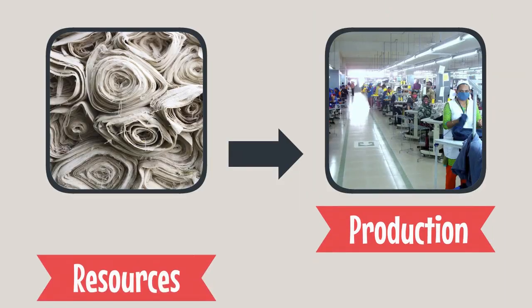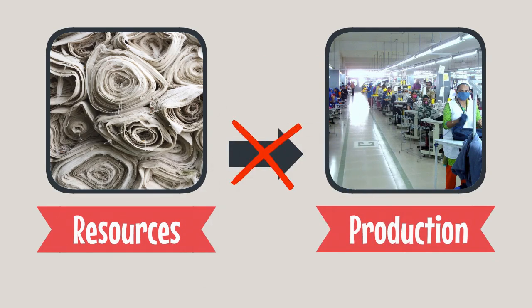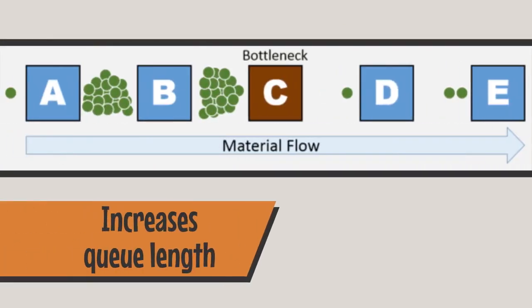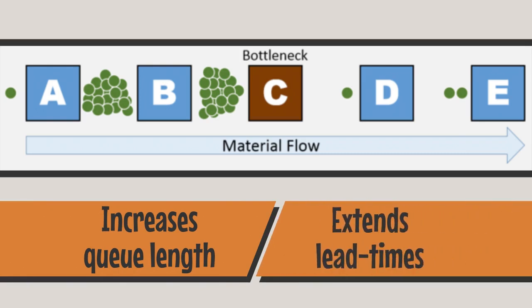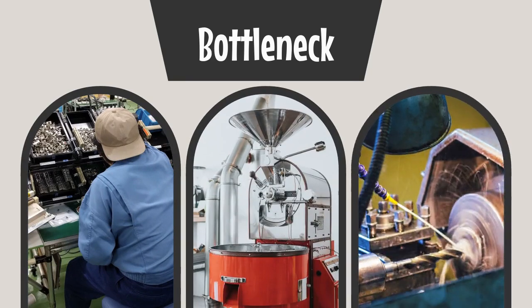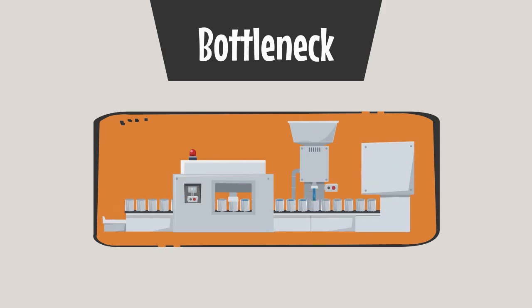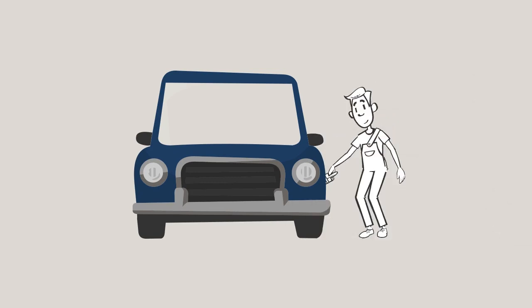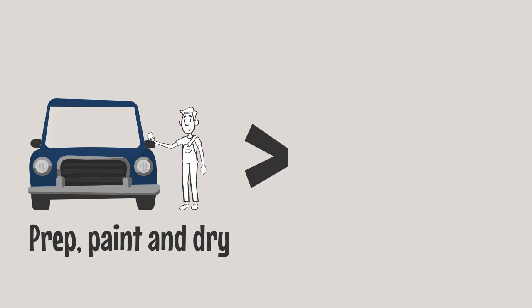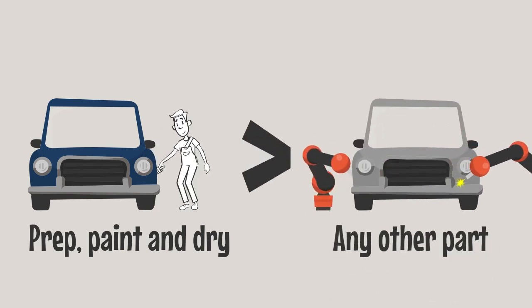Sometimes production starts and resources are not available, which creates havoc on the factory floor. One of the side effects of this is aggravating bottleneck operations, which increases the length of queues and extends lead times to unacceptable limits. A bottleneck can be a work center, a machine, or a tool, where the speed of the entire job is determined by the rate at which the job can move through the bottleneck operation. For example, painting is often a bottleneck operation because it takes longer to prep, paint, and dry the product than it does to make any other part of the product.